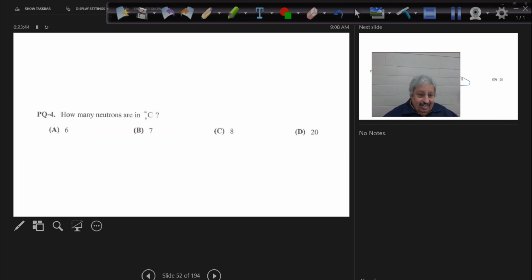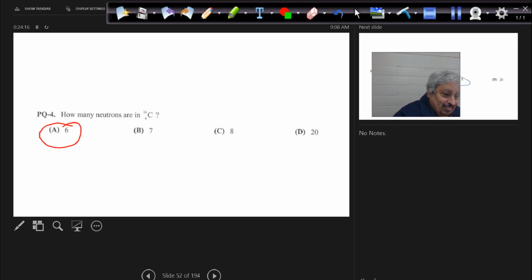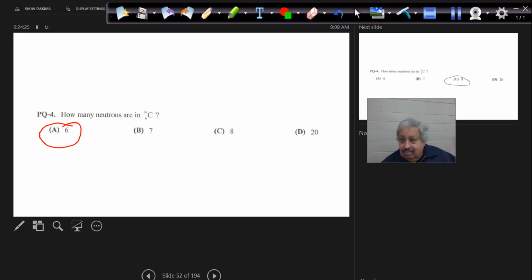How many electrons are in carbon with atomic number 6 and atomic mass 14? How many electrons? We just said, how many? Six is correct, but it can't be C, C is 8. So the answer is correct: the number of protons equals the number of electrons equals the atomic number, 6. So is the number correct?